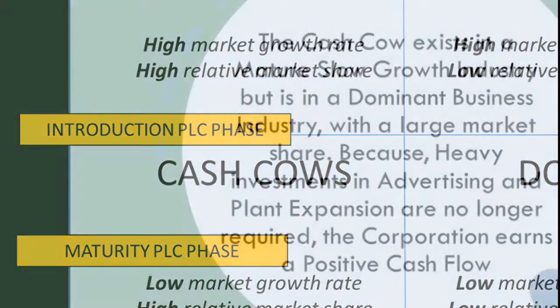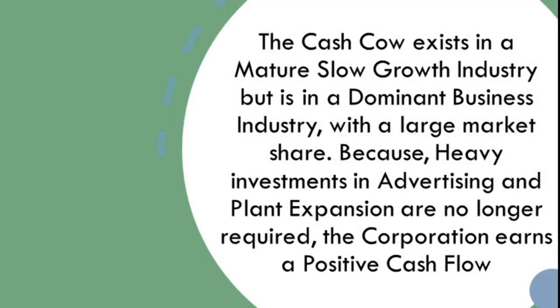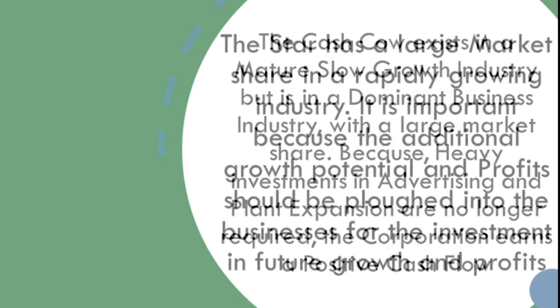The cash cow exists in a mature, slow growth industry but is in a dominant business industry with a large market share. Because heavy investments in advertising and plant expansion are no longer required, the corporation earns a positive cash flow. It can milk the cash cow to invest into other riskier businesses. For example, they can fund the star and question mark products like Apple's MacBook and the iMac, which are the key players in the market.